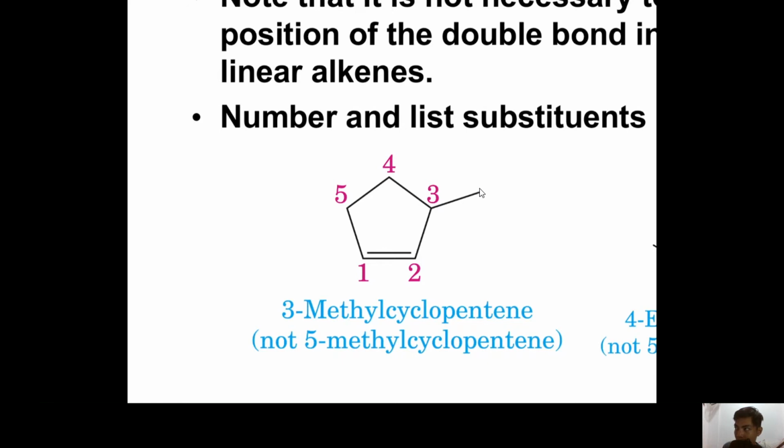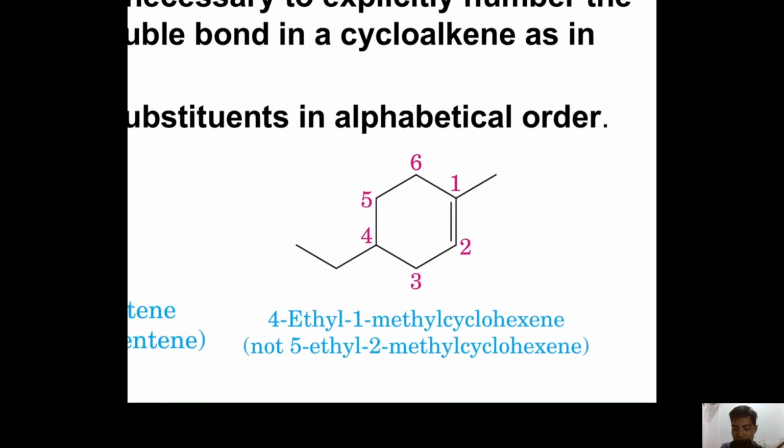So 1, 2, 3, nasa third carbon ng ating methyl. So ang kanyang pangalan ay 3-methylcyclopentene. Ano yung isang version yan? Dito ka mag-start, no? 1, 2, 3, 4, 5. So, ang kanyang magiging name ay 5-methylcyclopentene, pero incorrect yon. Bakit? Kasi always remember na ang lowest substituent number ang ibibigay for the rings. Okay? So, let's look at this one ulit.